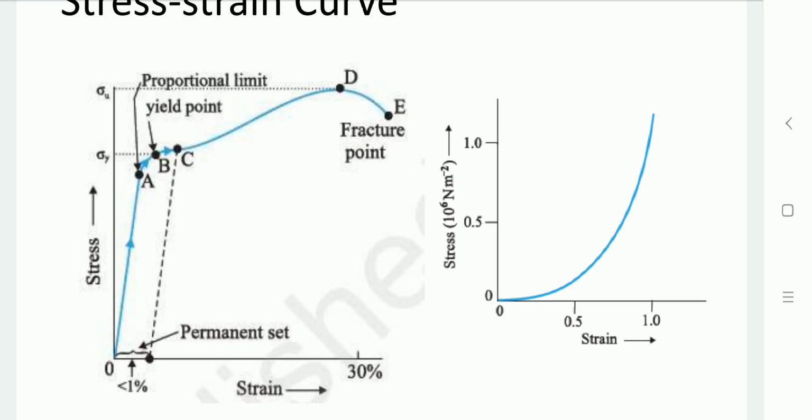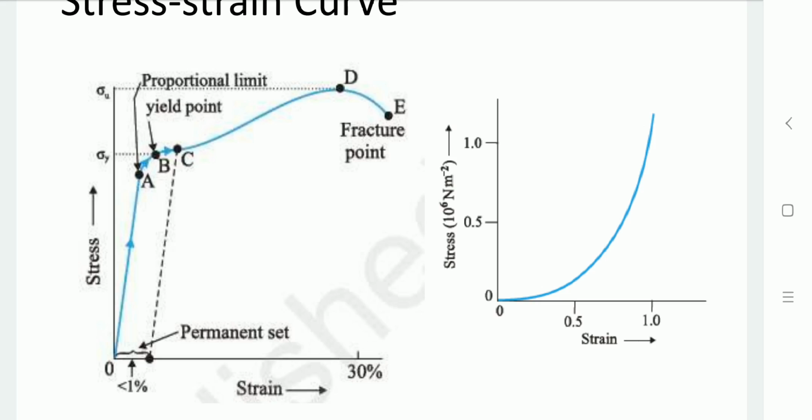But if that applied force is removed, then within this region, the body can regain its original dimension. So point B of the AB curve is known as the yield point and point A is known as the proportionality limit, because in OA the stress and strain are proportional to each other. So A is the end point of the proportionality, which is known as the proportional limit.